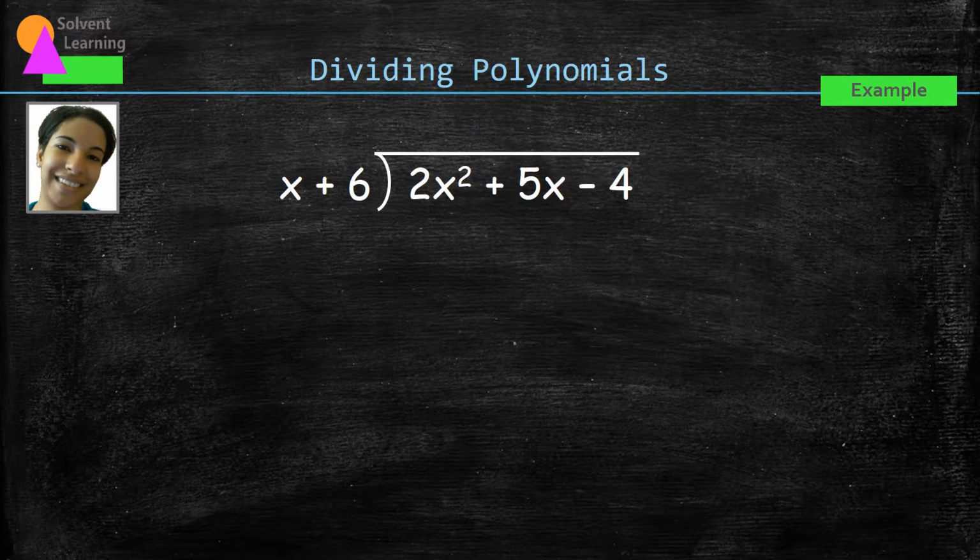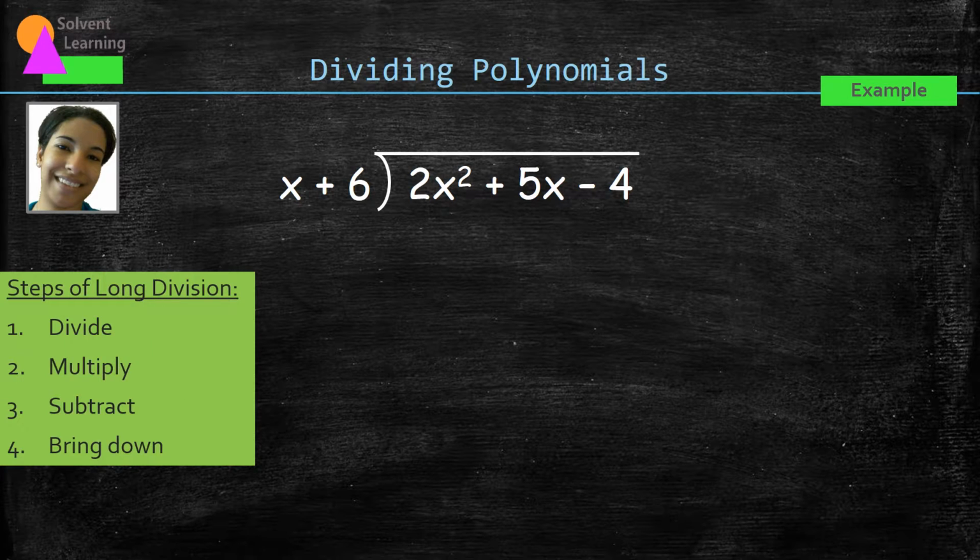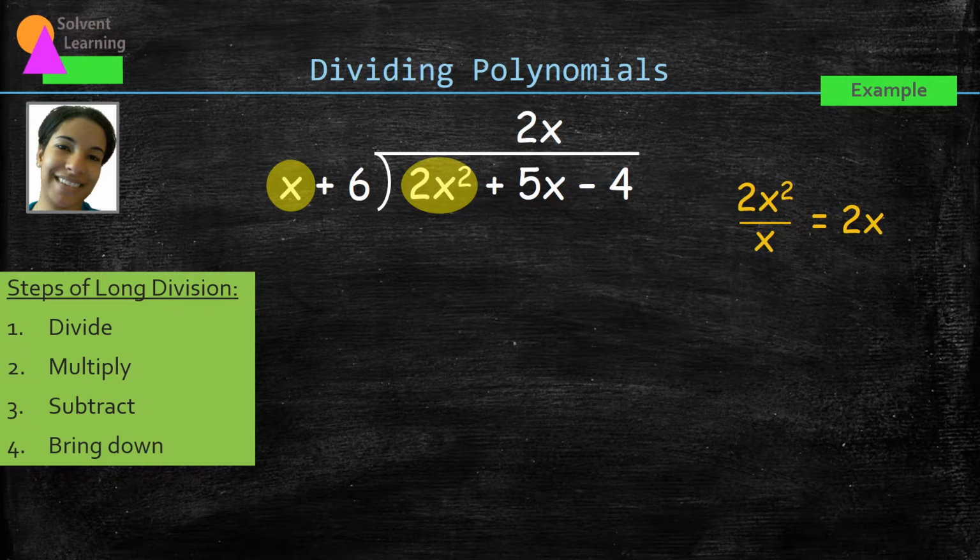Now we can follow those steps to solve our problem that we started off with. Okay, now remember, we're going to follow the same 4 steps of long division. First, we'll divide, and we focus on the first term that's in the dividend. We're going to divide that by the first term of the divisor. So 2x squared divided by x equals 2x. We write that 2x above the division symbol. And notice that I wrote the 2x right above the 5x because they're like terms.